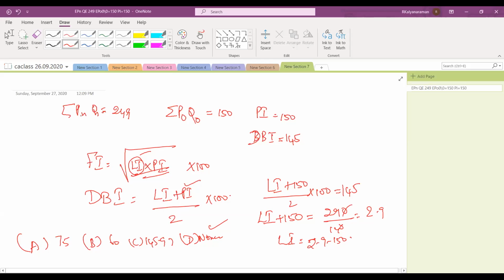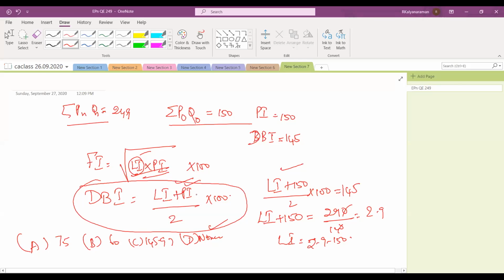A simple test where we are not going into detail into all this. We are just using the Drobish-Bowley's index number. This calculation is not even in the material, I think. So we have used it. So please note this.